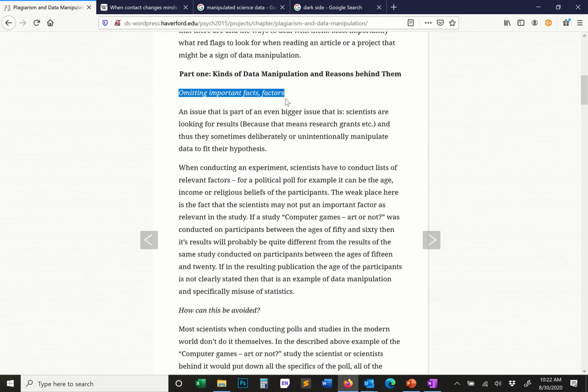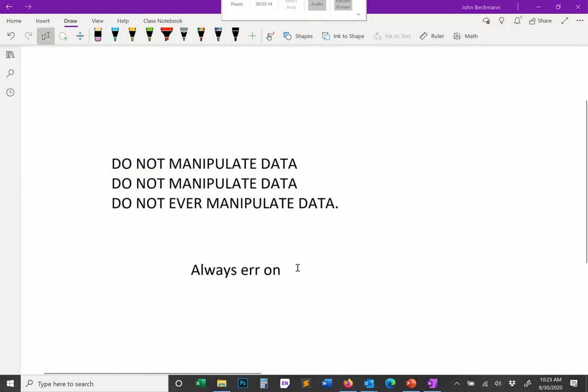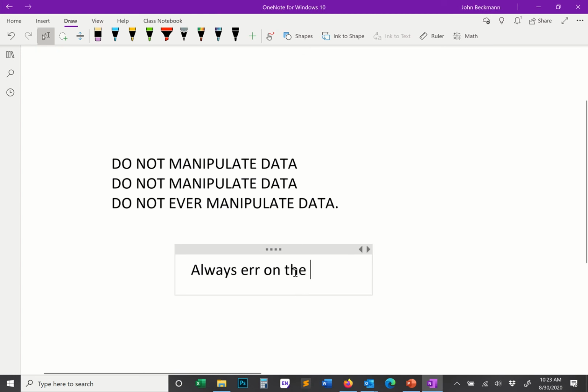So one form of data manipulation is omitting important facts. And with respect to what we're going to be discussing, this could potentially be a cropping issue where you're cropping out relevant bands that might change the interpretation of a figure. That could be an error of omission. So always err on the side of caution. Let me write that down. Always err on the side of caution.